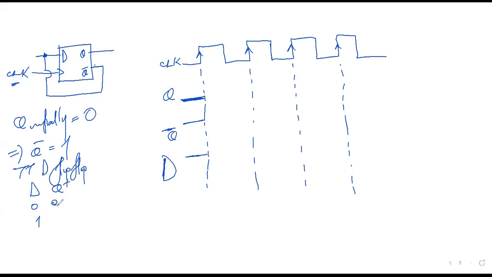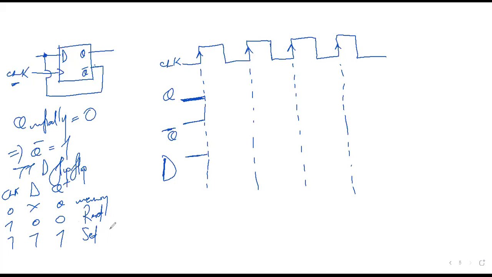Here we have a Q. Let me put the clock here. The clock produces the memory. So when the clock is 0, whatever we have here, we have the memory state. When we have a 0 here, we have the reset state. When we have a 1 here, we have the set state. This is what we have with the D flip-flop.